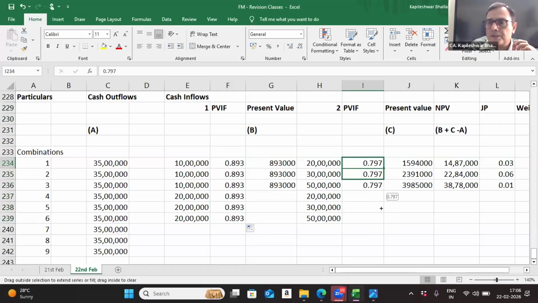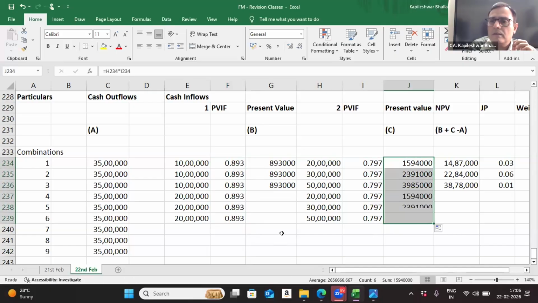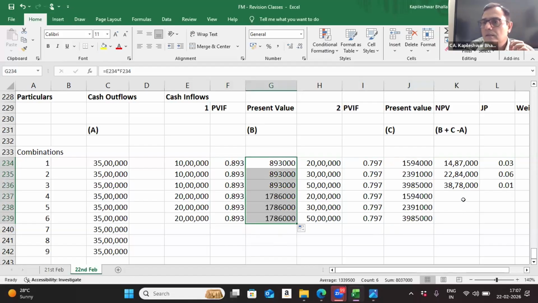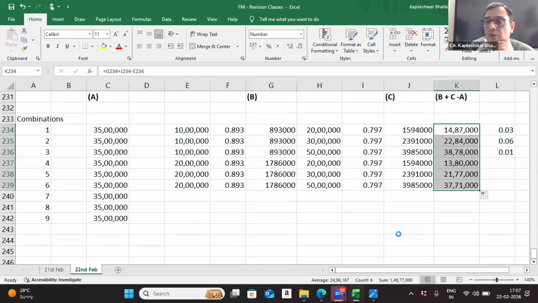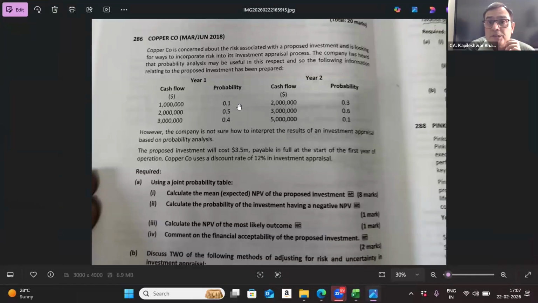And this would remain the same. And we can get these values as well. And we get these values as well. And we can also get these values as well. Okay, that's fine. So this is my NPV coming positive all throughout. Let's see the joint probabilities as well.